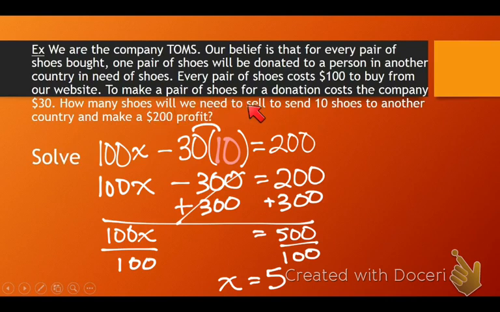So how many shoes will we need to sell in order to send 10 shoes to another country? We've got to at least sell 5 pairs of shoes. So let's write that out in a complete sentence. We need to sell 5 pairs of shoes.